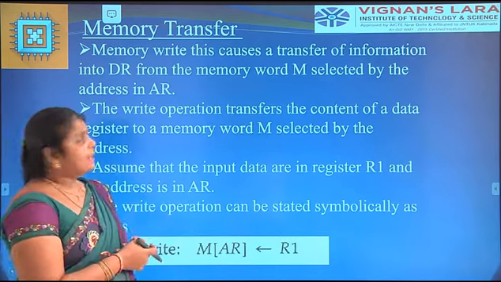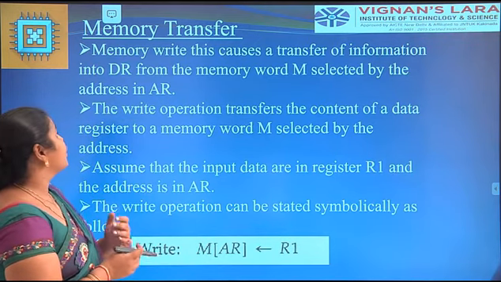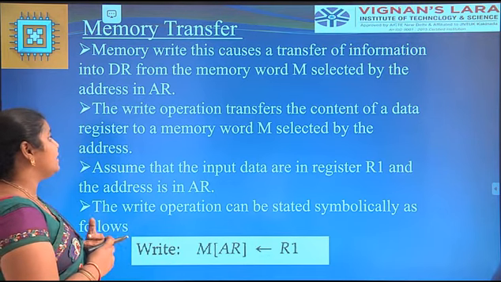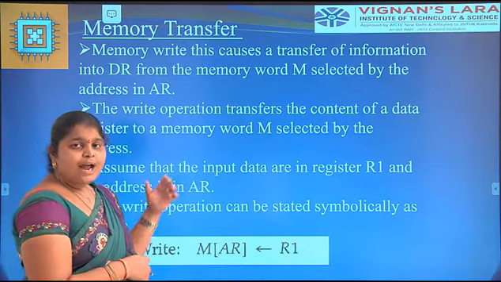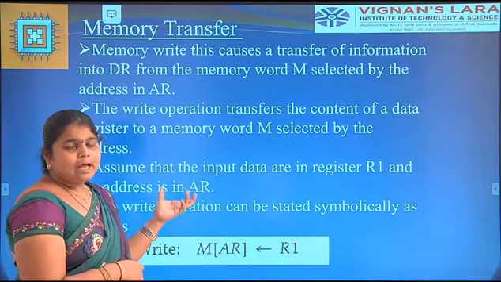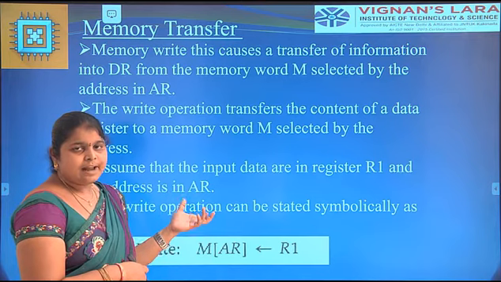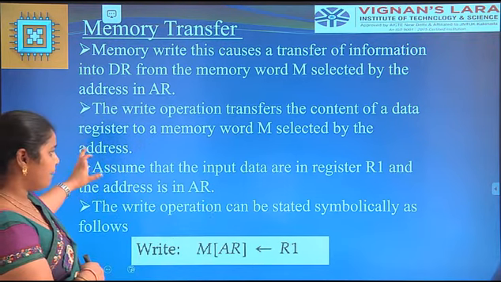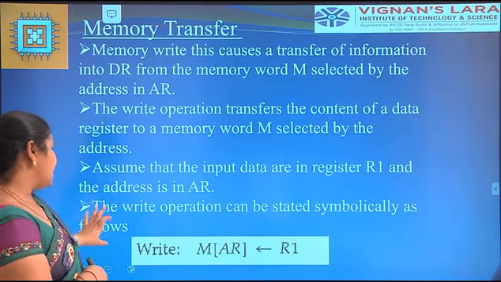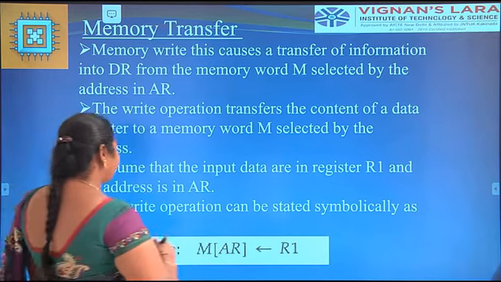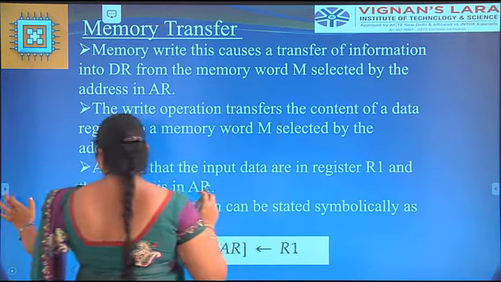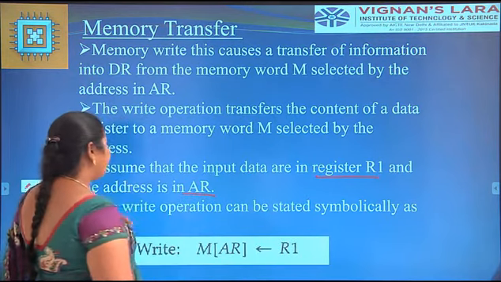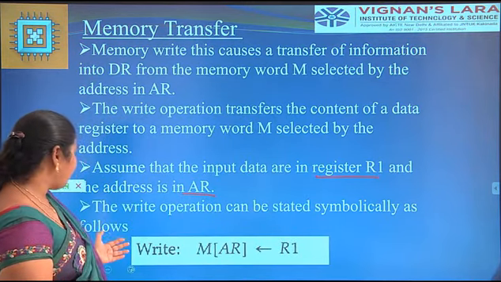Next, this is a write operation. Memory write causes the transferring of the information in DR to the memory word M selected by the address in the AR. Here also we have to identify this terminology: DR means data register, AR means address register, M means memory word. The write operation transfers the content of a register to the memory word M selected by the address. Assume that the input data is in register R1, which is addressed in AR. The write operation can be started in symbolic form as follows.